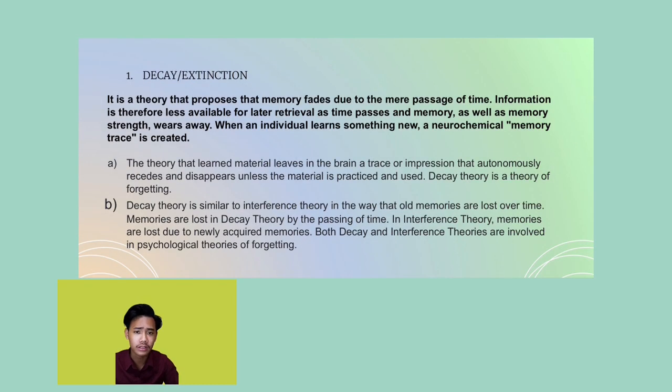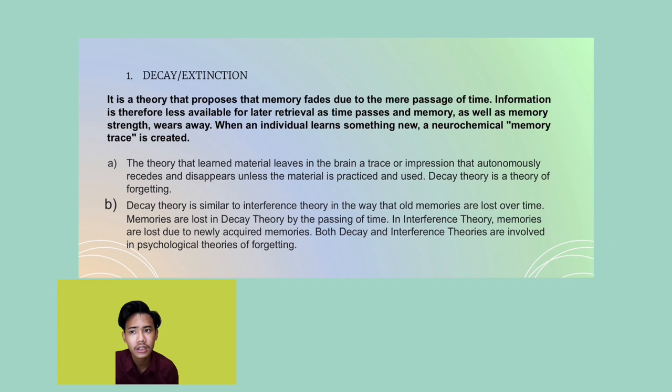And then we're moving on to the last type of forgetting. The last type of forgetting is decay or extinction. It is a theory that proposes that memory fades due to the mere passage of time. Information is therefore less available for later retrieval as time passes and memory strength wears away.